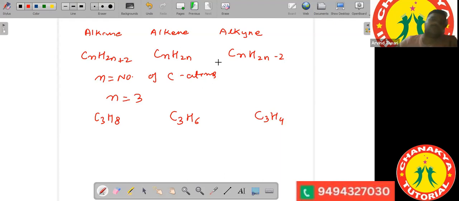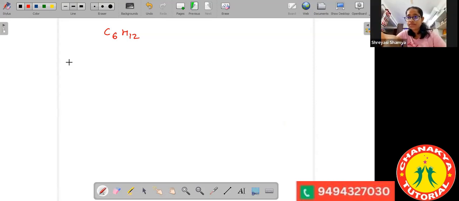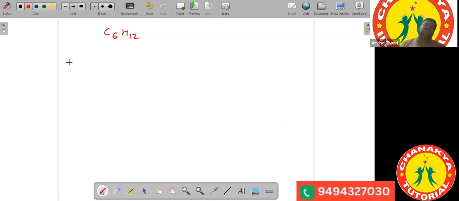Okay. So in this way, by knowing the number of carbon atoms, we can predict the formula. Or if we know the formula, we can check. Like if you want to check for this, C6H12, what is this? Is this an alkane, alkene, or alkyne? Alkene, sir. This is following the general formula CnH2n. Okay. Yes. So this is an alkene.